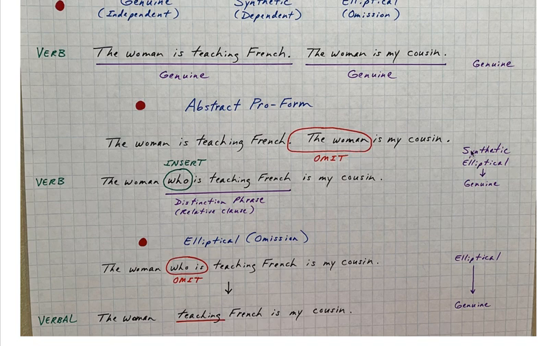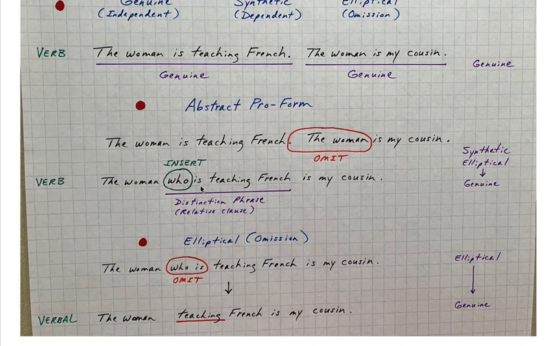So we have synthetic process going on, and we have elliptical. That's how my system works. So now we have the woman who is teaching French is my cousin. And how do we get that in the mind? What did the mind do? Well, it inserted reasonable implied content. That's what my abstract proform is. It took this out and put this in so that it makes sense.